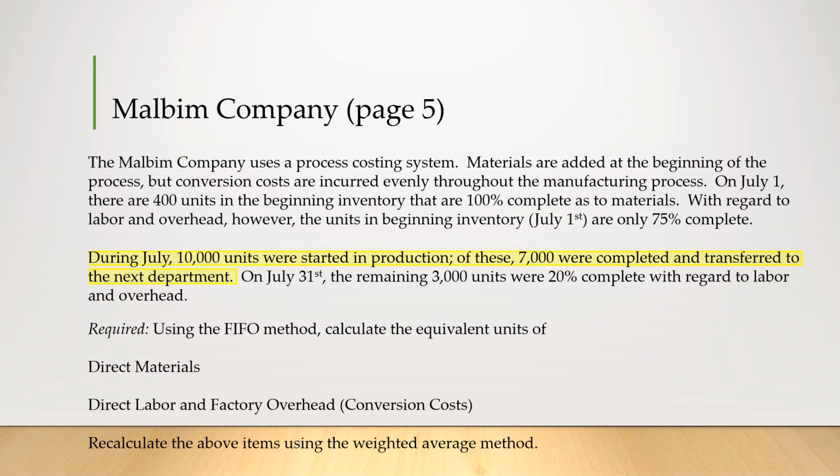During July, 10,000 units were started in production. Of these, 7,000 were completed and transferred to the next department. On July 31st, the remaining 3,000 units were 20% complete with regard to labor and overhead. Required. Using the FIFO method, calculate the equivalent units of direct materials and direct labor and factory overhead, otherwise known as our conversion costs. After doing so, let's recalculate the above items using the weighted average method.